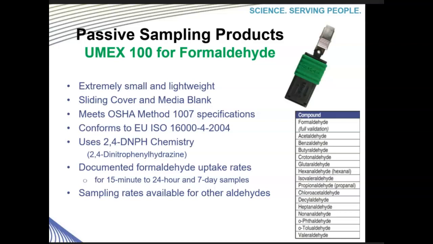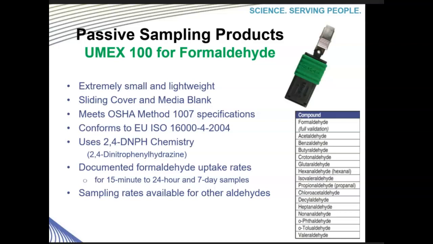So to jump ahead to another line in our passive sampling is our UMEX series. Formaldehyde always seems to bring about challenges, but hopefully we can help you if it has been an issue for you in the past. The OSHA method 1007 for formaldehyde specifies passive samplers such as the UMEX 100 that use paper tape media coated with DNPH.